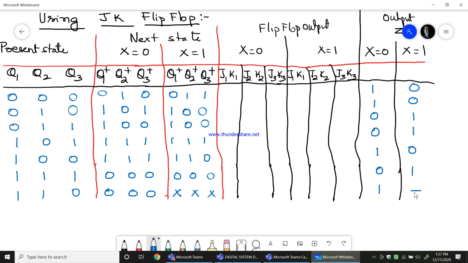By looking into Q1 and Q1 plus for x equals 0, what is JK? Q1 and Q1 plus for x equals 1, what is J1 K1? Similarly for J2 K2, present state is Q2, next state is Q2 plus for x equals 0, you write J2 K2. Present state is Q2, next state is Q2 plus for x equals 1, you write J2 K2. So we'll try to do it in the next class.